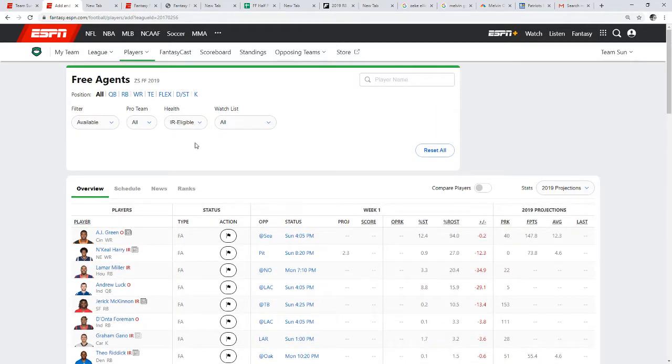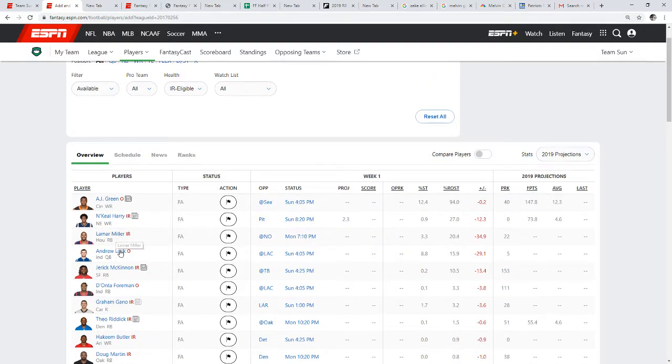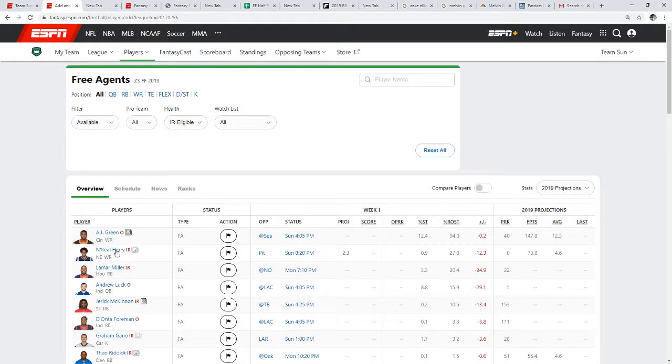So looking at these players, we can see there's a couple guys like AJ Green, N'Keal Harry, Lamar Miller, Andrew Luck. So we know Lamar Miller, Andrew Luck, they're not coming back, but N'Keal Harry will come back at some point in the season. So it might be good just to take him as a late round pick, so you can fill out your IR slot and not leave it empty.